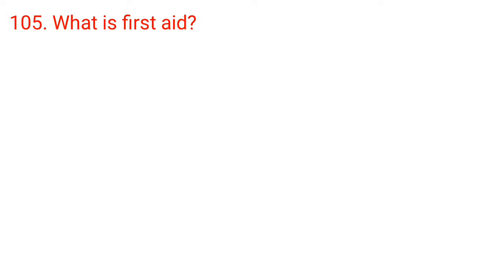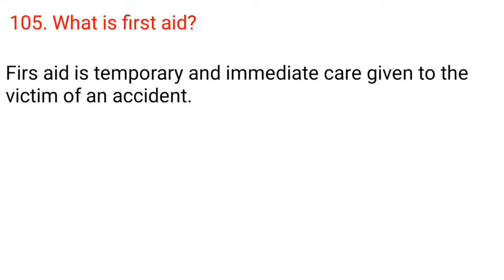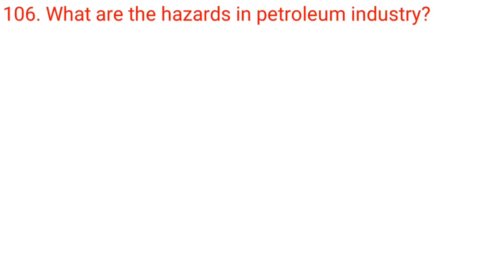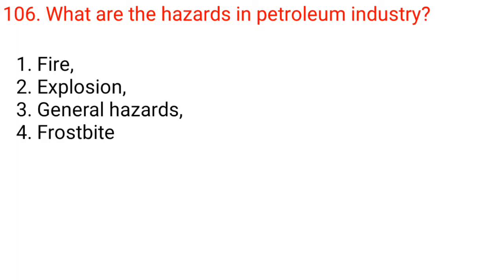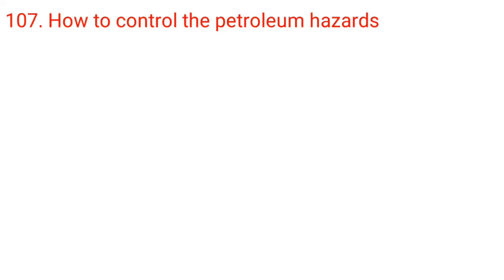105. What is first aid? First aid is temporary and immediate care given to the victim of an accident. 106. What are the hazards in the petroleum industry? 1. Fire. 2. Explosion. 3. General hazards. 4. Frostbite. 107. How to control the petroleum hazards?